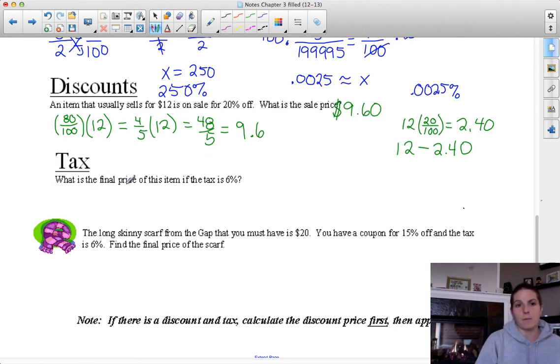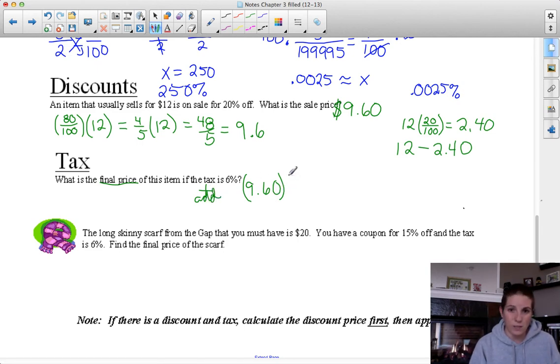Now the second part of this problem is one that's less in our head. What is the final price of this item if the tax is 6%? When we look at a problem like that, remember we need to increase that price. So my subtotal was $9.60, and I want to figure out the tax. You need to be very cautious because again, we could do this problem two different ways. We could figure out what is the 6%, and in the case of a tax, we would add it on. Taxes get added on.